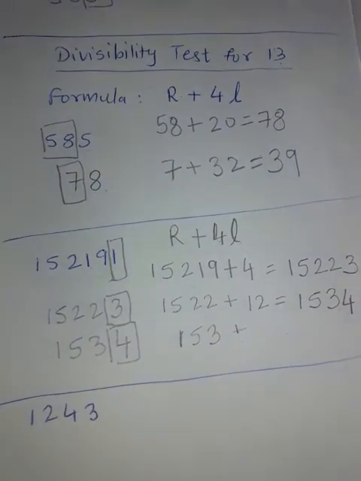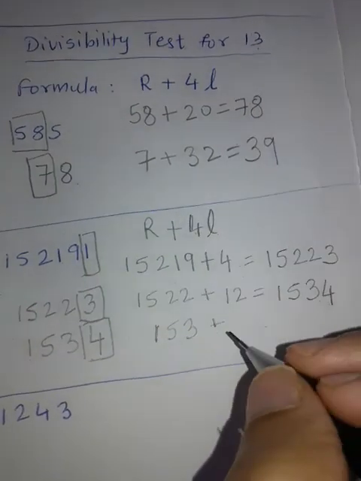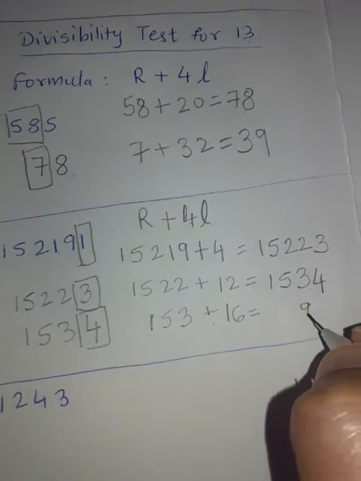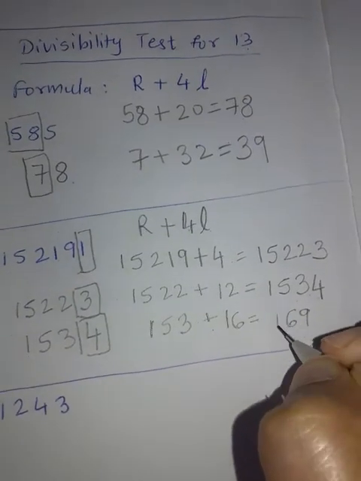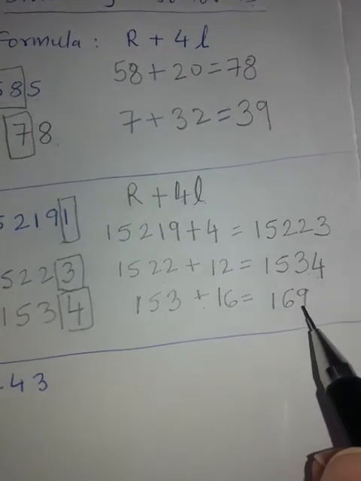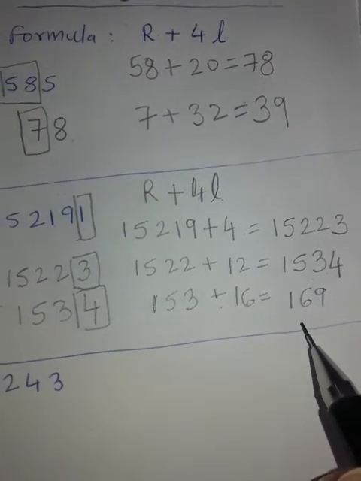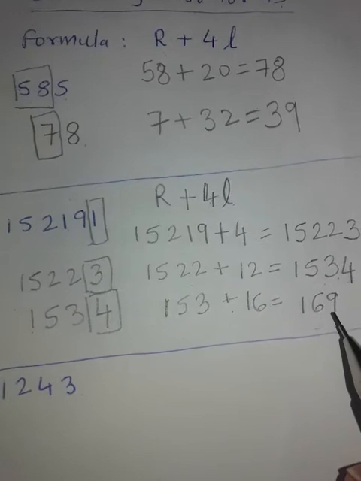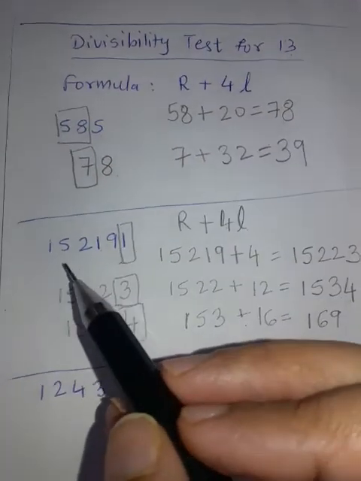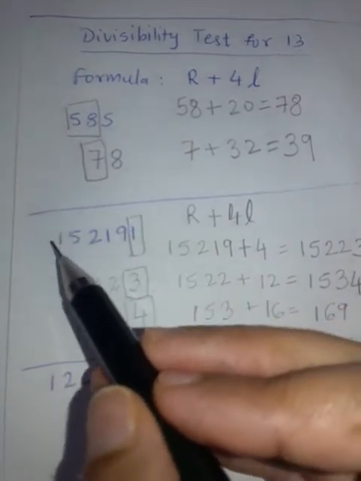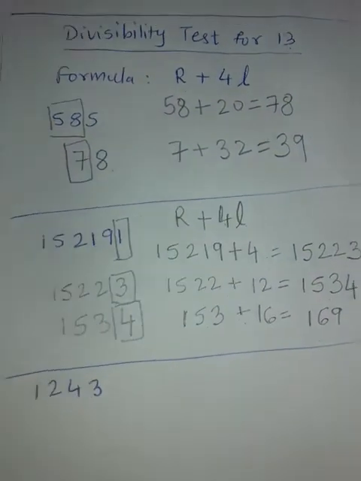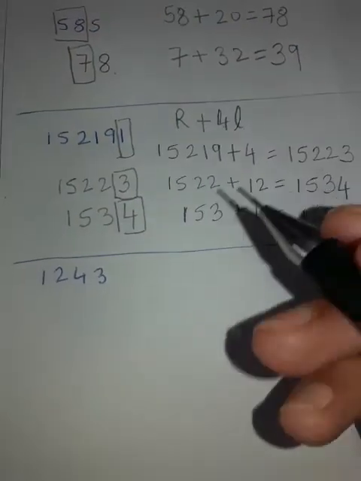4 4s are 16. When I add, I get 169. Now here if I divide by 13, see 13 ones are 13, 3 will remain and 39, so 13 threes are 39. This number is divisible by 13, so this big number is also divisible by 13. So it was very similar to number 7, not at all difficult.